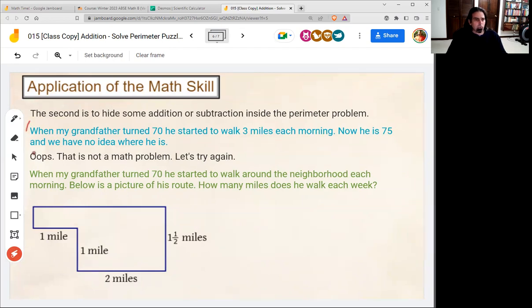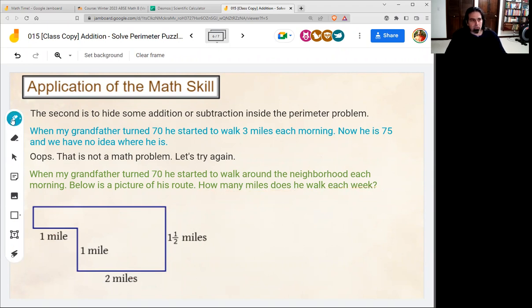When my grandfather turned 70, he started to walk 3 miles each morning. Now he's 75 and we have no idea where he is. Oh, okay, when my grandfather turned 70, he started to walk around the neighborhood like this. How many miles does he walk each week?